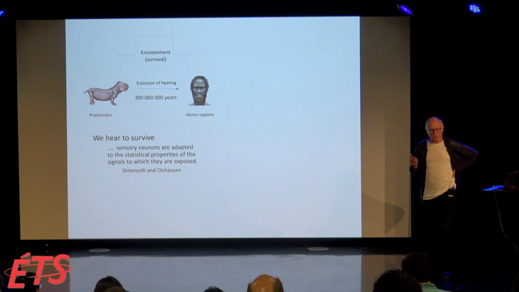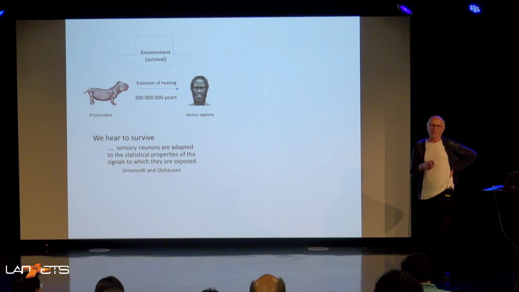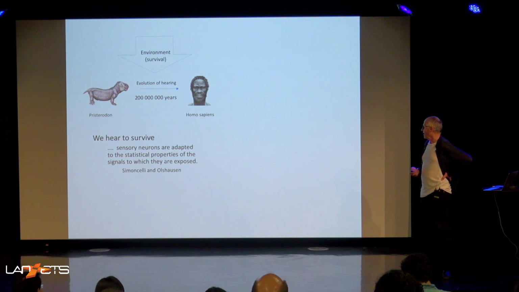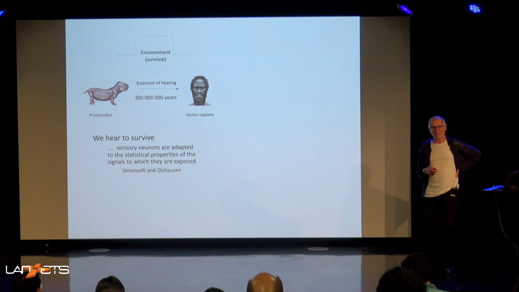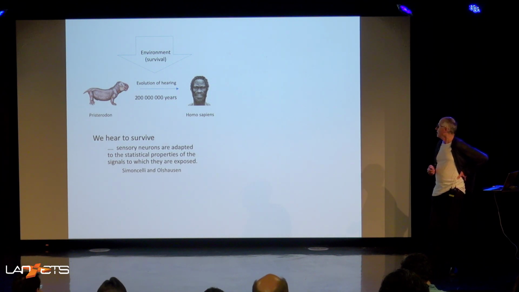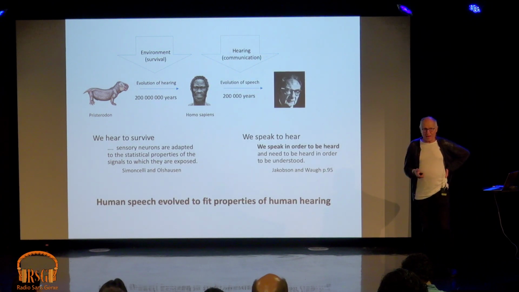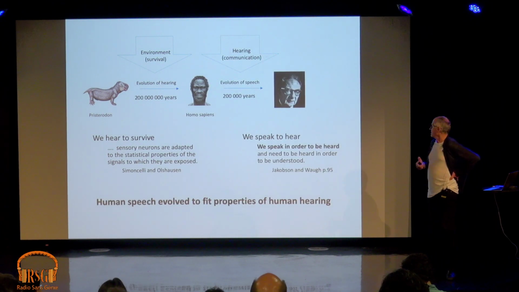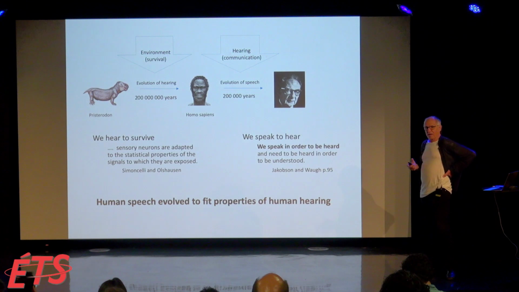So the sensory neurons got adapted to the environment. And you can trace it down, if you look at the speech, you can trace it down that properties of hearing do reflect the properties of the acoustic environment. Simoncelli and Olshausen have a very nice paper on this topic. Came Homo sapiens, another 200,000 years, when we had for evolution of speech, until we end up with a human being.